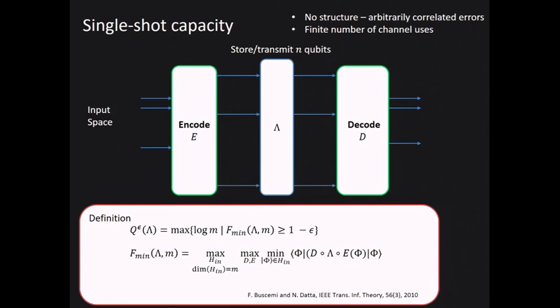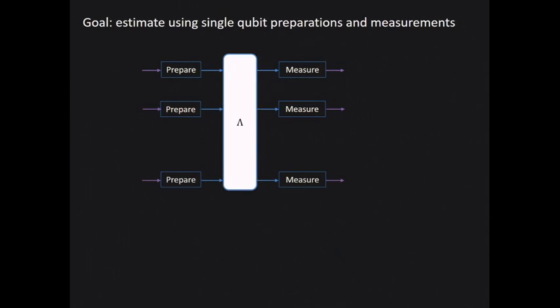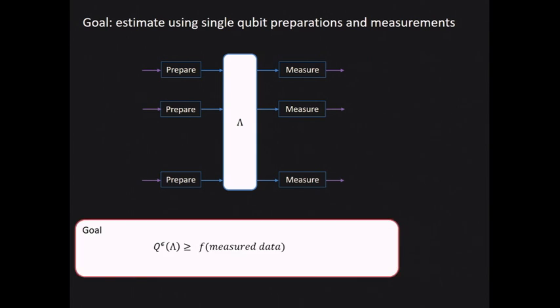All right. So the goal is now to estimate this thing. And maybe to be clear, I now want to estimate this using only single qubit preparations and measurements. I allow you to only prepare and measure single qubits at a time. And the objective will be that from whatever data we've measured, we'll apply some function and we'll get a bound on this capacity.